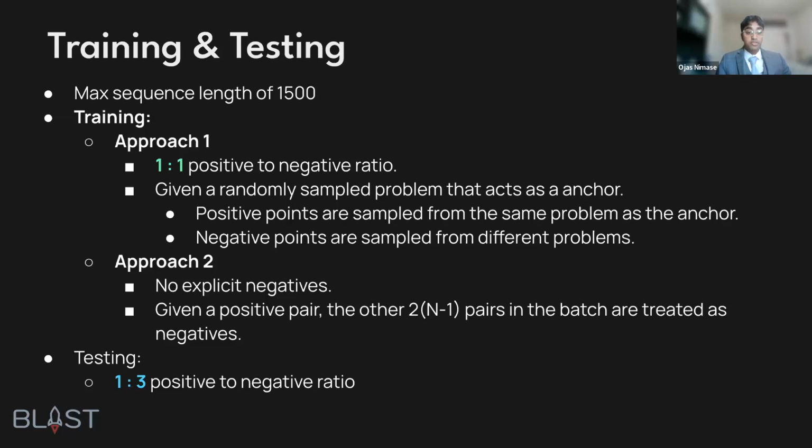In the training process for approach 2, there are no explicit negatives. Instead, given a positive pair, the model will assume that the other two pairs in the batch are negative. In the testing process, we use a 1-to-3 split, meaning 1 positive sample per 3 negative samples. Preliminary testing with a 1-to-1 positive to negative ratio revealed a weakness in predicting negative samples, which is why we use this ratio.